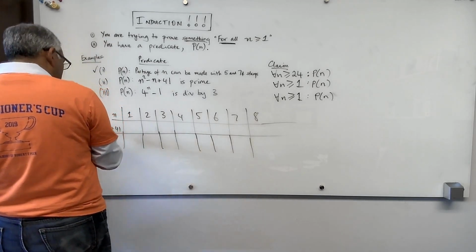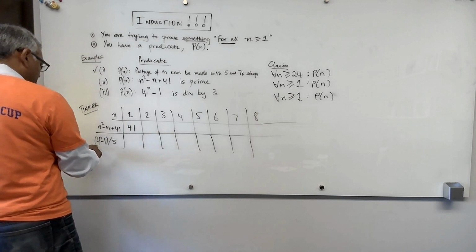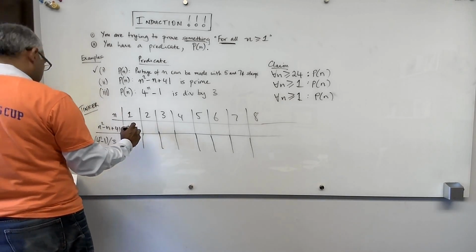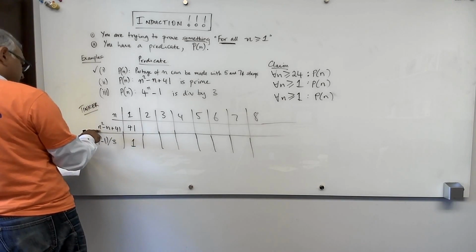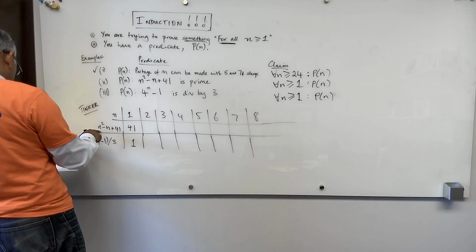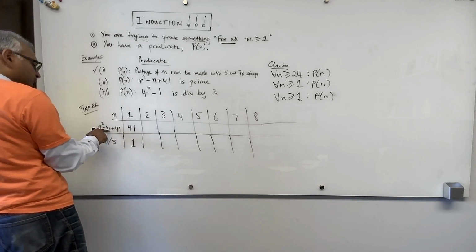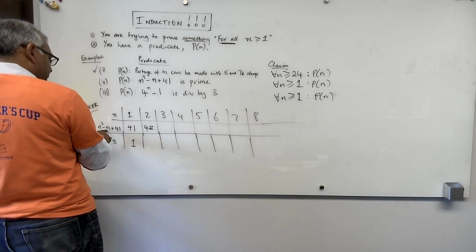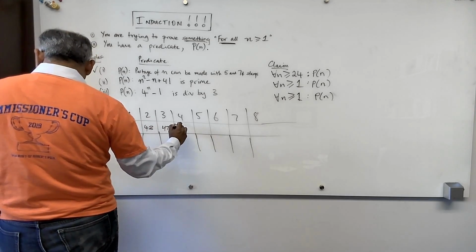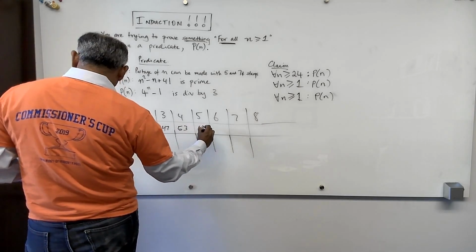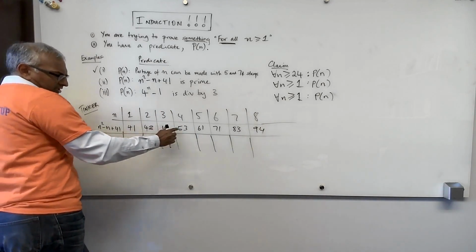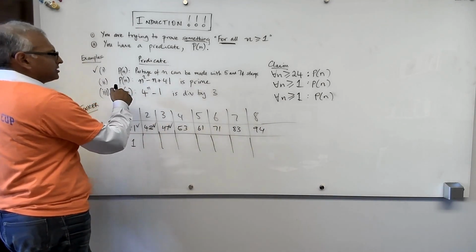When n is 1, we already got that this is 41, and (4 to the n minus 1) divided by 3 is 1. But let's go for higher values. When n is 2, 4 minus 2 plus 41 is 43. That's prime. 3 squared minus 3 plus 41 is 47, and if you plug in 4, you get 53, and if you plug in 5, you get 61, and then you'll get 71 and 83, and you'll even get 97. If you want, you can check that all of these are prime, as expected from P of n.